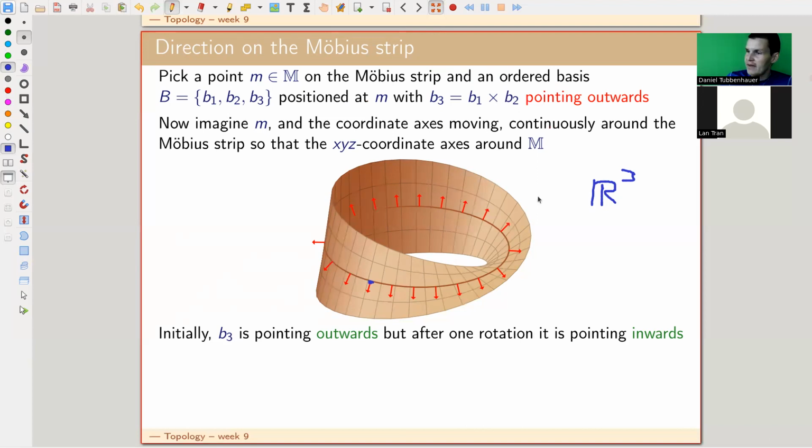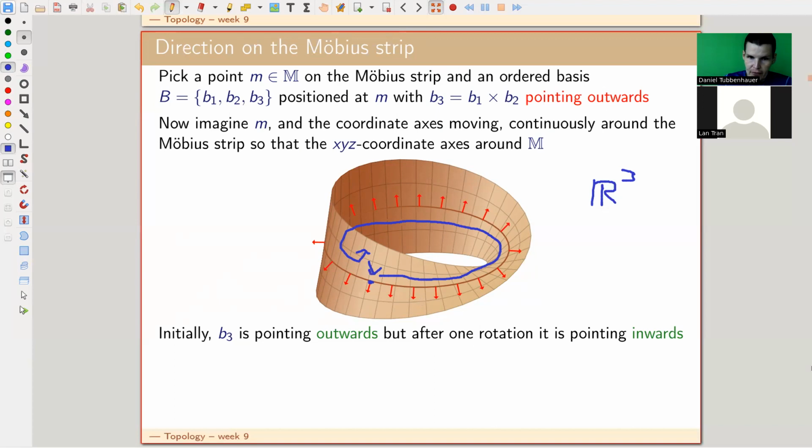Because if this now points outwards here at this point, so let's say we have fixed a start here, we do this here, so our vector points outwards, and now we turn around, walking around continuously, then eventually the vector will be here in the back and will point inwards. So we get a contradiction. So we cannot continuously keep the orientation of our coordinate system as we walk along the Möbius strip.